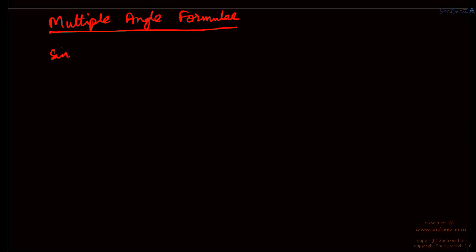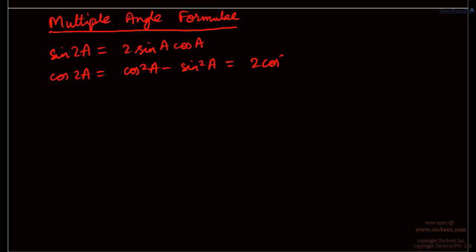So we get sine 2A is nothing but 2 sine A cos A. Similarly cos 2A is cos squared A minus sine squared A. Now here note that sine squared A can be written in terms of cos squared A as 1 minus cos squared A. So we get 2 cos squared A minus 1, and similarly writing in terms of sine, so it can be written in terms of only one trigonometric function.